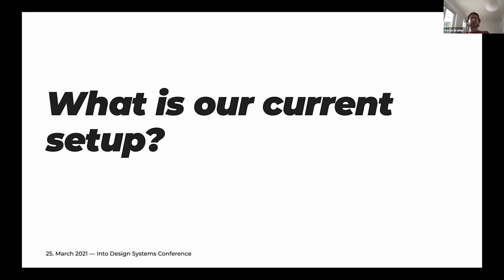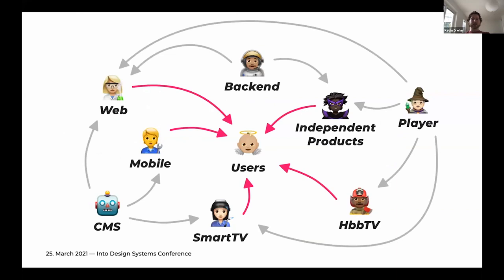Okay. So what is our current setup? Basically, it's this. It looks chaotic. We work in overarching chapters. So we have a mobile chapter, backend, or UX design as a chapter. That's why I'm chapter lead. I think most of you will know that from the Spotify model. And representatives of each chapter make up the platform teams.